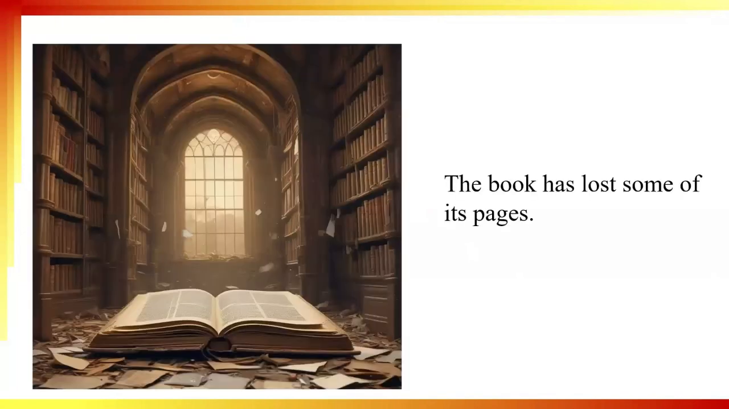For example, the book has lost some of its pages. Now, here we are referring to the pages of the book. Hence, it's in a way kind of an ownership. We are referring to the pages that belong to the book, right? Hence, the word its will not have an apostrophe.